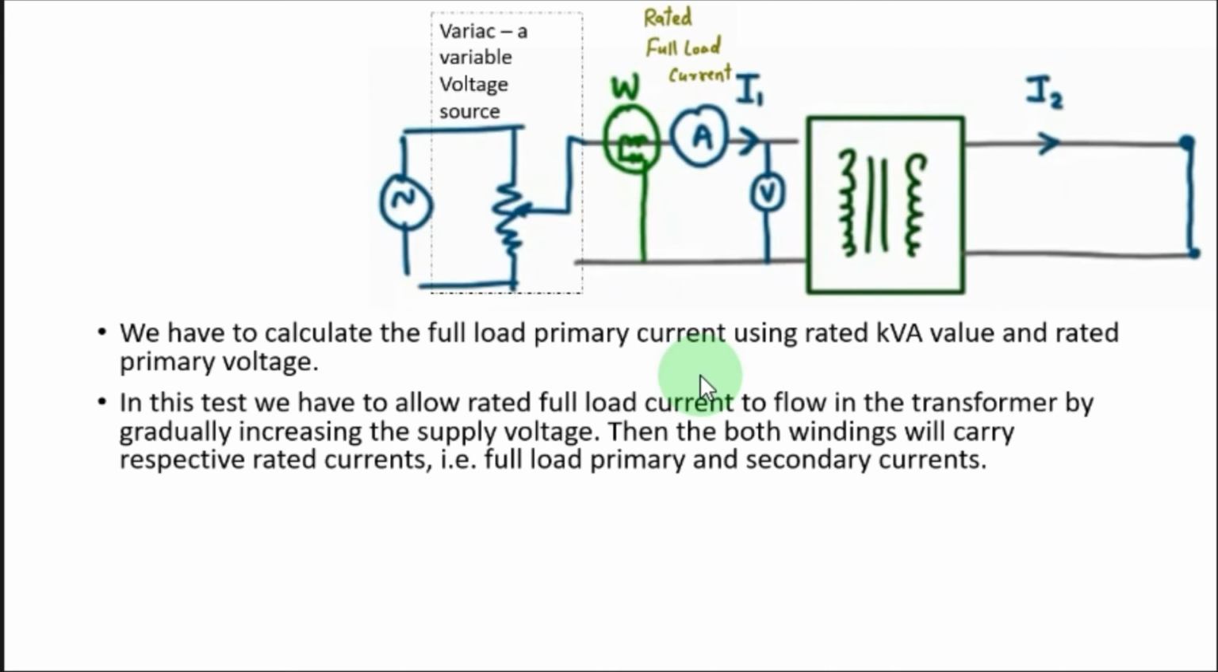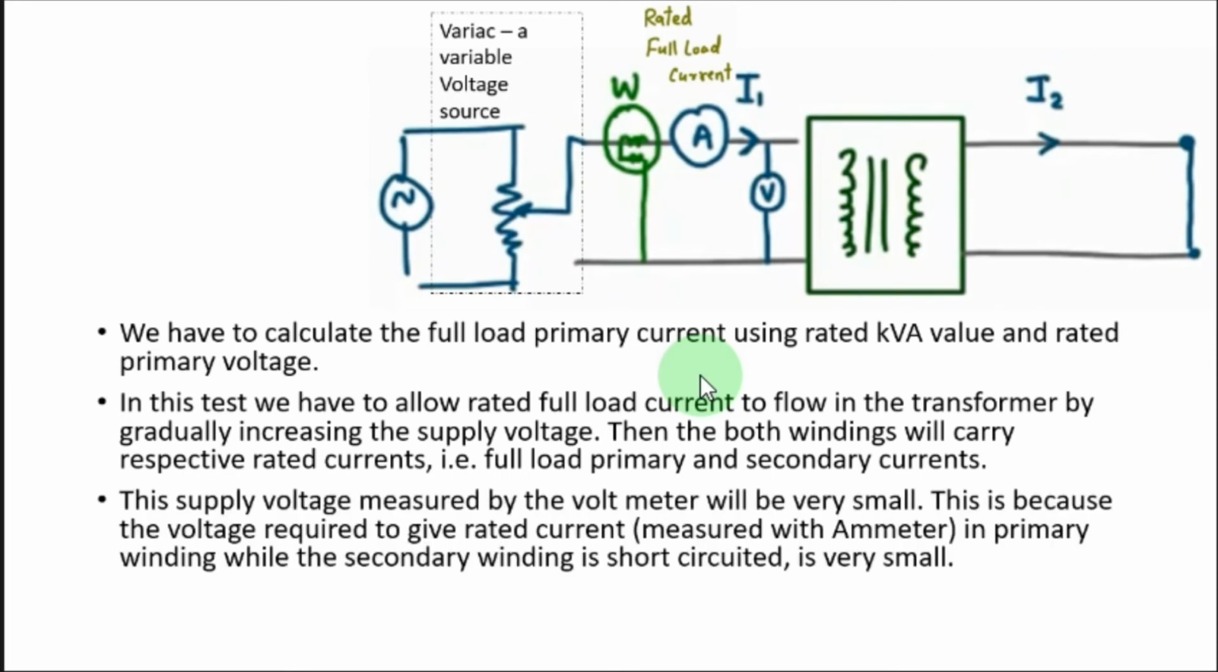In this test we have to allow rated full load current to flow in the transformer by gradually increasing the supply voltage. Then both windings will carry their respective rated currents, that is full load primary and secondary currents. So that is why it is called the full load test, right?